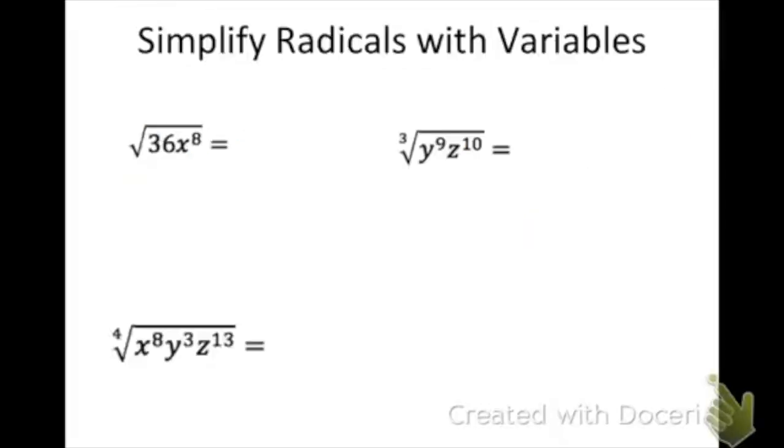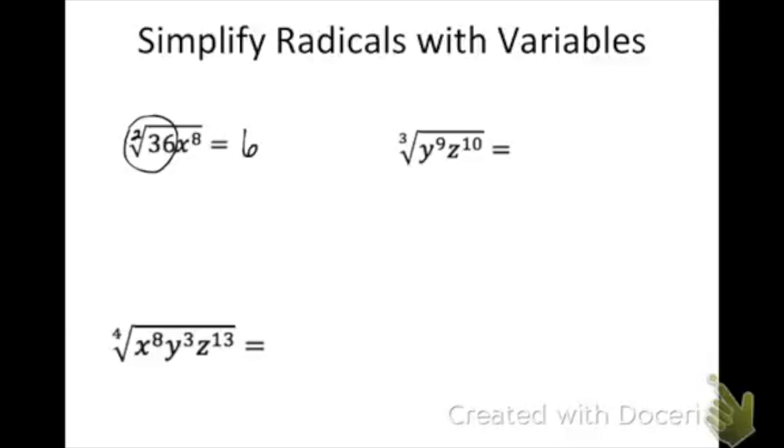Okay, now we need to simplify radicals with variables. So, if you see here, I've got a few more things going on. This first one, we're going to look at the 36 and the x to the 8 separately. So let's start with the 36. If we just look at this, we know it's the square root if there's not a number there. So the square root of 36 is 6.